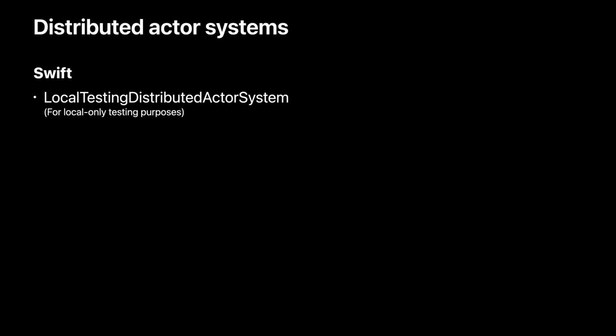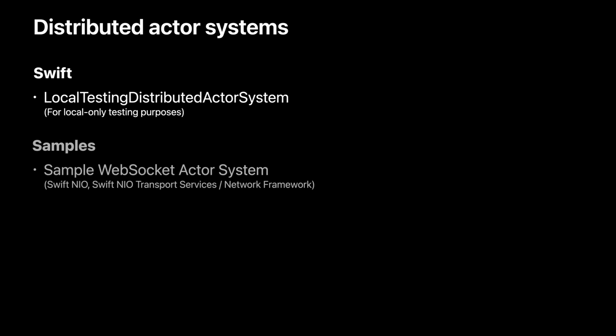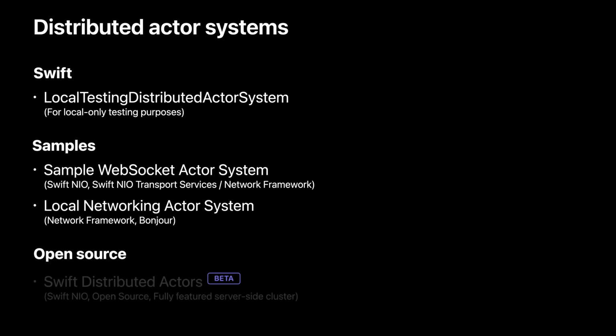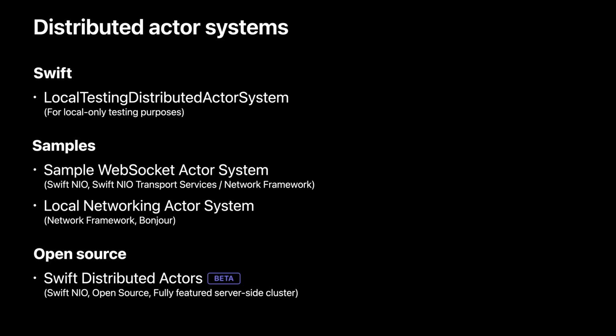So for your reference, here is a list of actor systems we saw during this session. The local testing system, which ships by default with Swift, and two sample actor systems, a client-server-style WebSocket-based one, and a local networking-based system. These systems are rather incomplete and served more as an inspiration for what you might build using distributed actors. You can view them in the sample code app associated with this session. And last but not least, an open-source, fully featured server-side clustering implementation, available as a beta package now, and it will be matured alongside Swift 5.7.